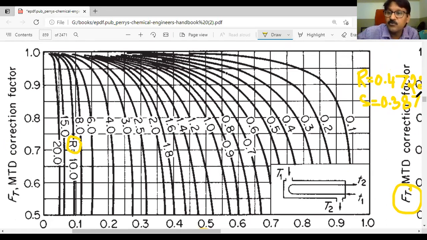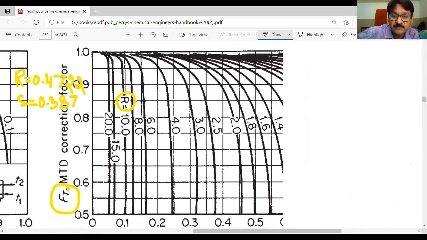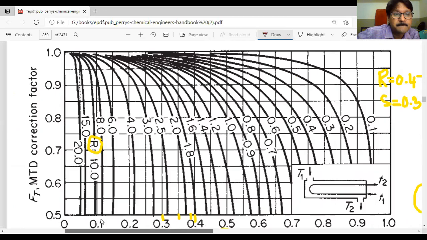Here it is S, right? You locate the value of S. S is 0.38. So this is 0.4, this is 0.3, I think this is 0.2, 0.3, 0.4. See here, so this is 0.35. 0.38 means somewhere here. Getting that? Understood? Yes, sir.